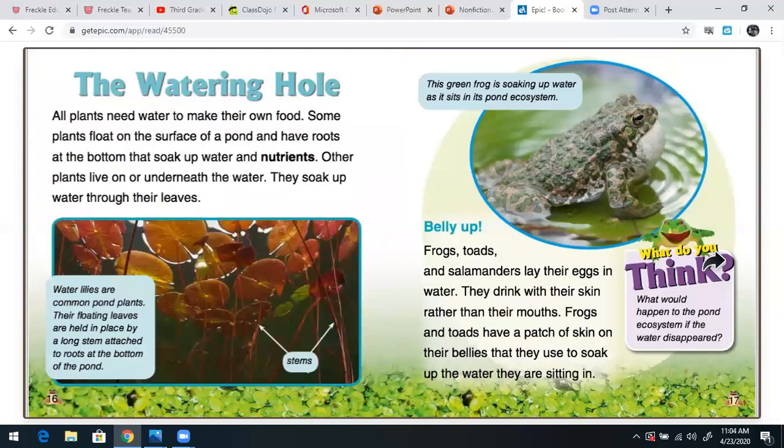Belly up. Frogs, toads, and salamanders lay their eggs in water. They drink with their skin rather than their mouths. Frogs and toads have a patch of skin on their bellies that they use to soak up the water they are sitting in.